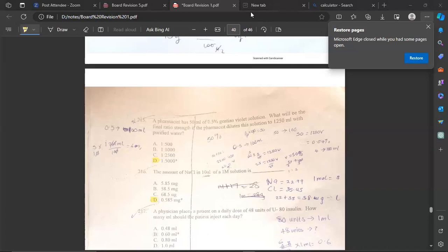I was saying 0.5% means we have 0.5 mLs of gentian in 100 mLs of a solution. But then we only have 50 mLs of that solution. So what's the volume for our gentian? Then we get 0.25 mLs of gentian, which is what is diluted to 1250. Then you write that as the simplest ratio.